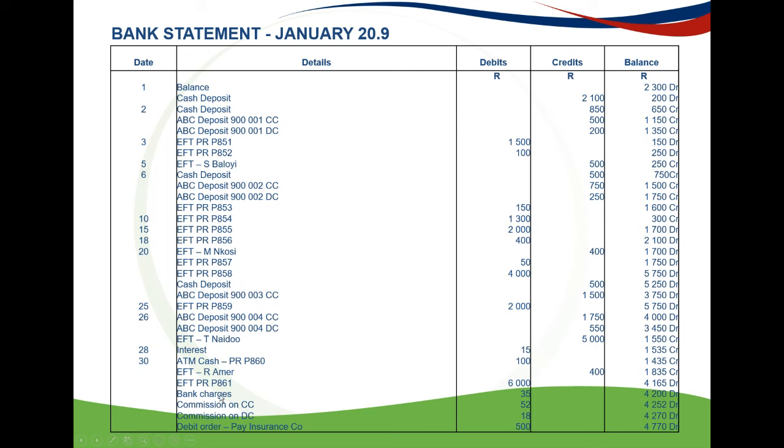Then also we have bank charges of 35 Rand, commission on these deposits, cash, commission on also our deposits of 52. And then there's a debit order, we have paid Pay Insurance Company 500 Rand.